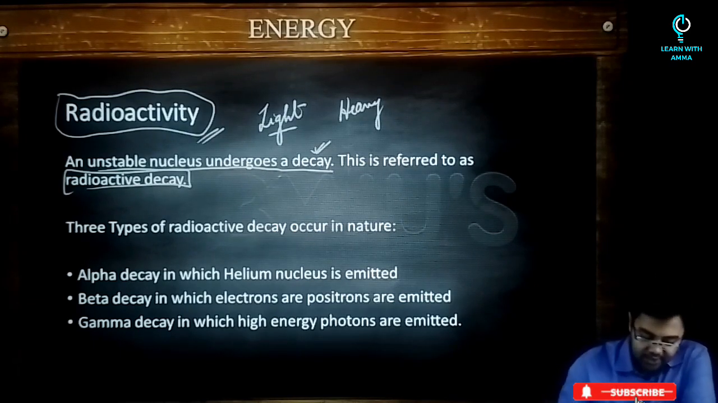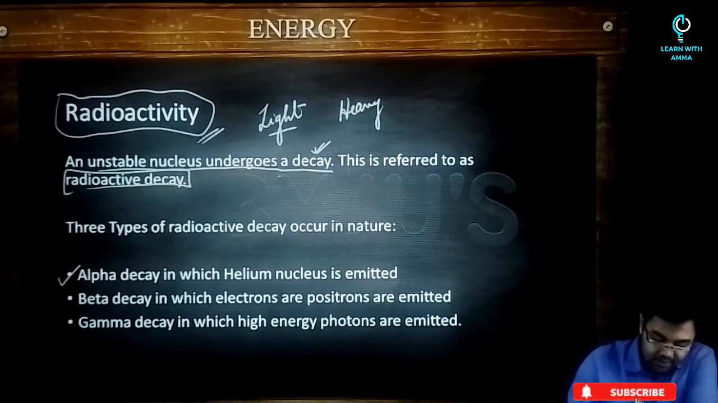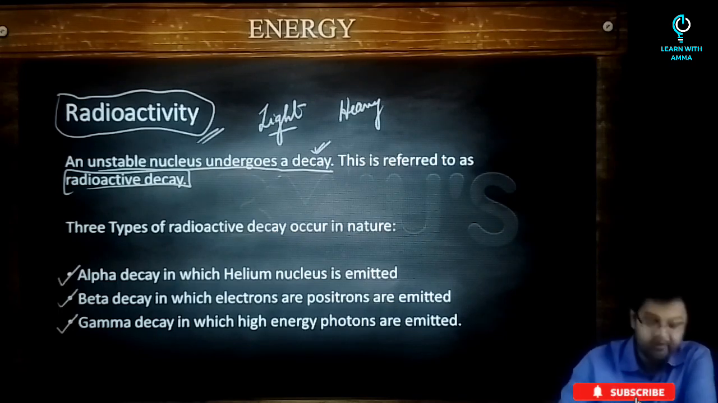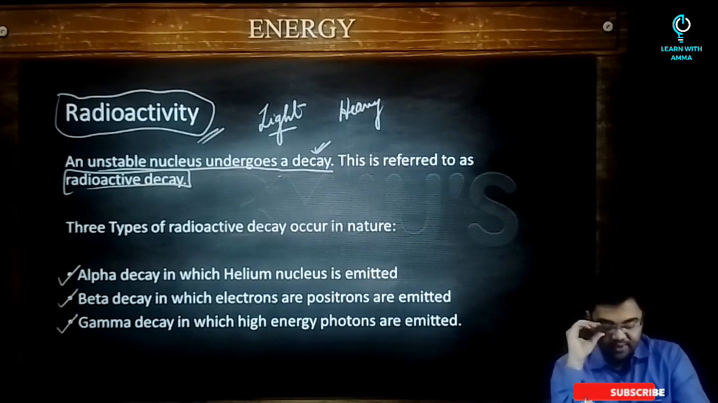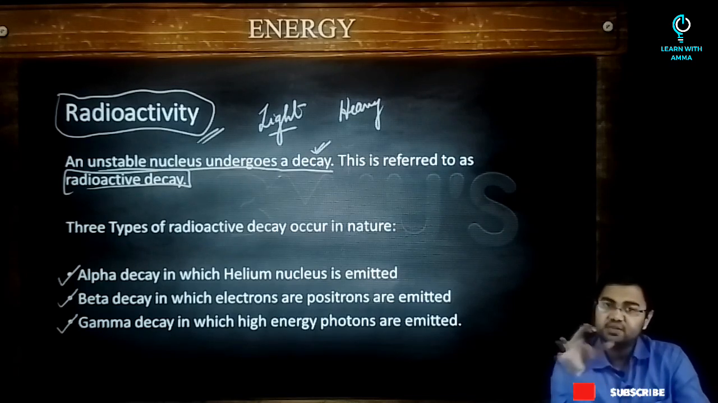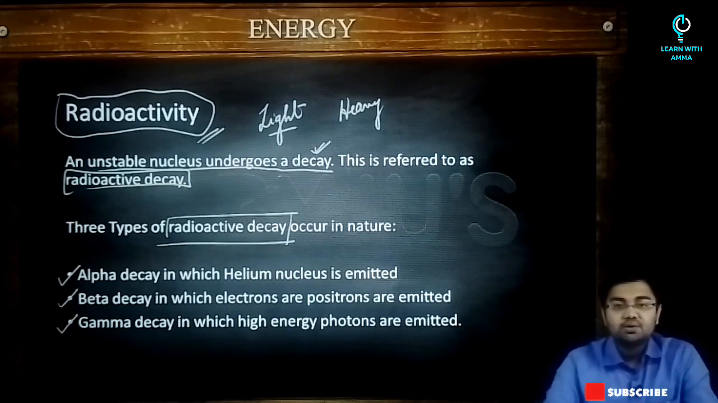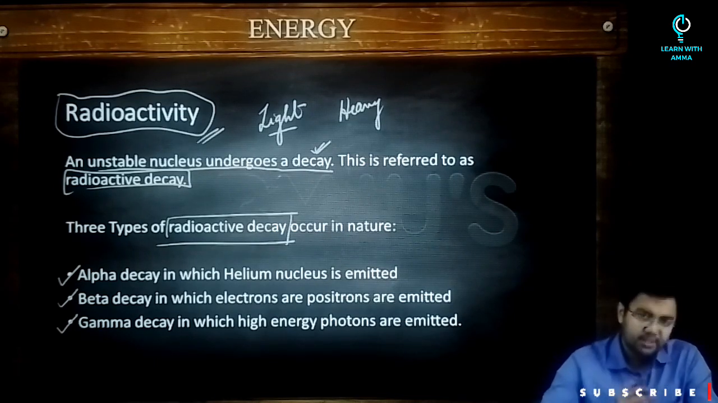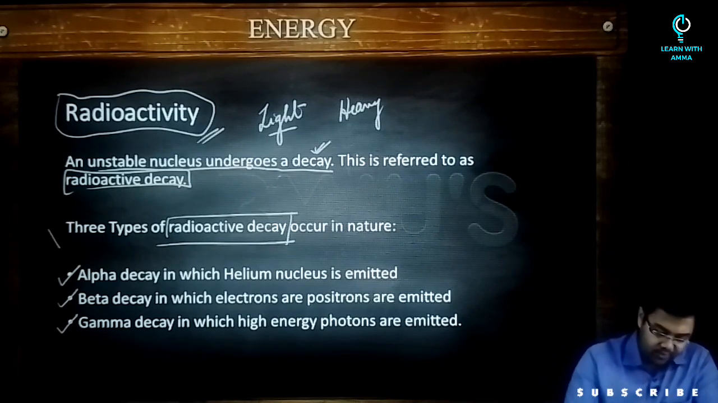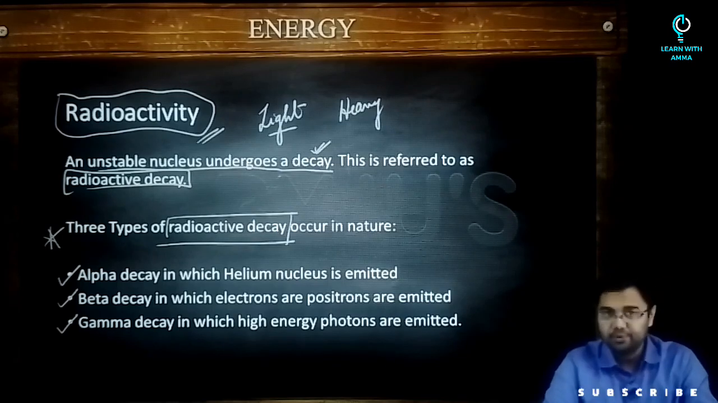Radioactivity is actually of three types: alpha decay, beta decay and gamma decay. These are three different ways in which a decay happens in an unstable nucleus. So now what are these decays? These are three different kinds, and this is a very important part for you from the prelims point of view.